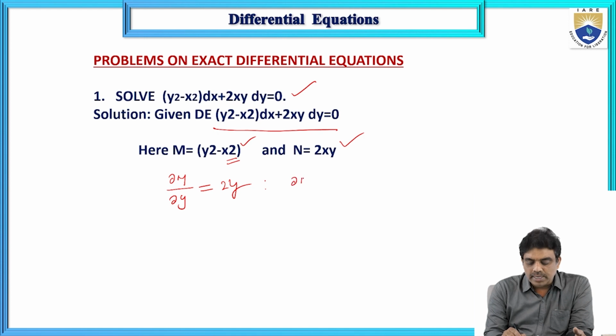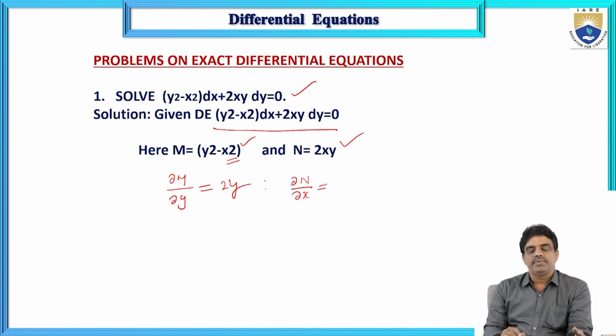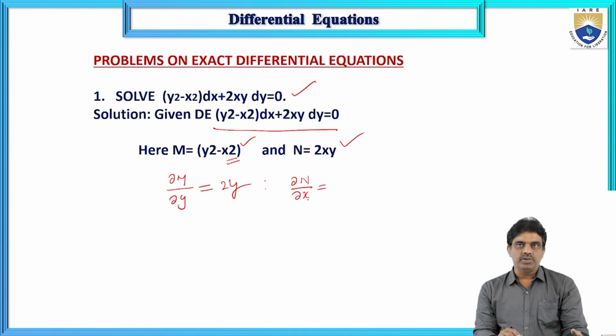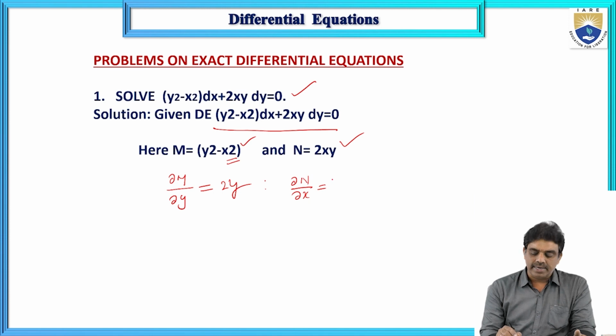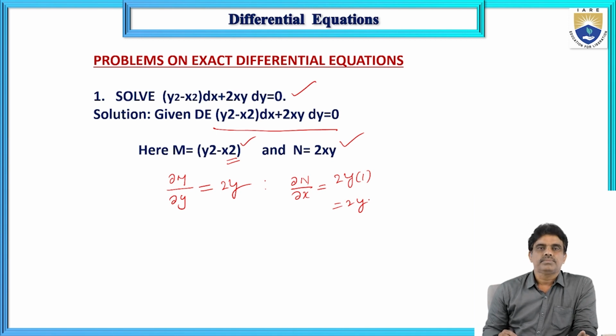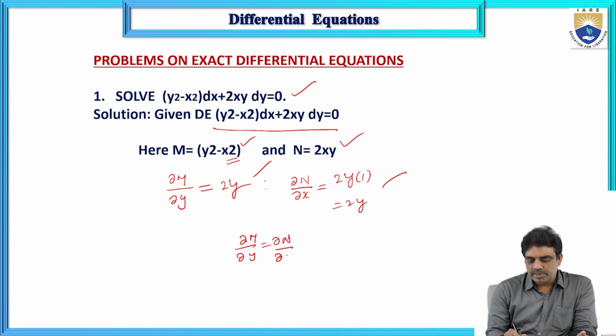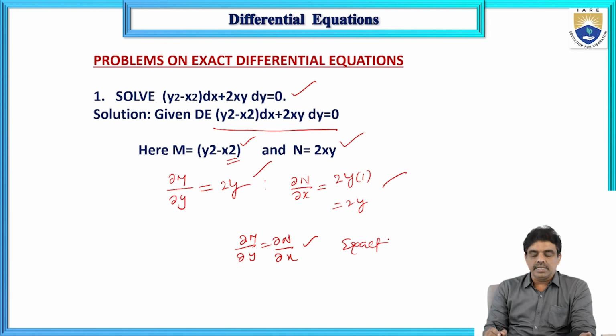And what is ∂N/∂x? Here we check the other partial derivative. ∂N/∂x. When you are doing the partial derivative with respect to x, y is treated as constant, that is 2y is constant, and the derivative of x is 1. So this is equal to 2y. Then what is the condition? ∂M/∂y and ∂N/∂x both are the same. That means the equation is an exact differential equation.